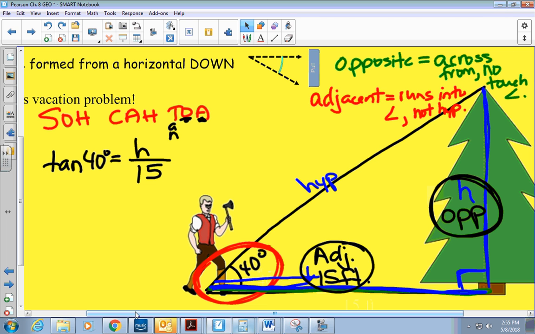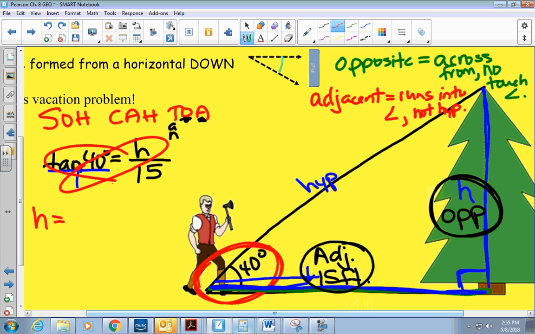What happens next? What's the next step after we get our trig laid down? Yeah, so we do the divide by 1. We're going to go tan 40 divided by 1. And Jose, what do we do with those? Cross multiply. We love having to do that. It's our favorite thing ever. So H times 1 is H. And then we get 15 times tan of 40.